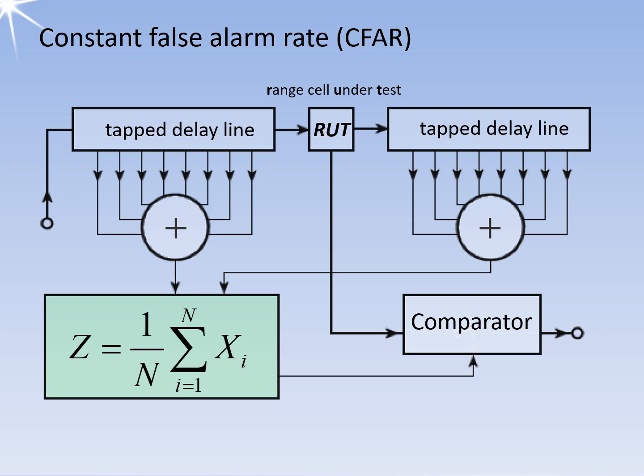By reducing false alarms, particularly at close range, the probability of detecting targets at longer range is improved, effectively increasing the radar set's maximum range statistically. The simplest approach involves averaging the amplitudes of neighboring cells around each range cell, referred to as the range cell under test, RUT, and using this average to calculate a dynamic threshold, referred to as Z. This circuit is known as cell averaging CFAR.